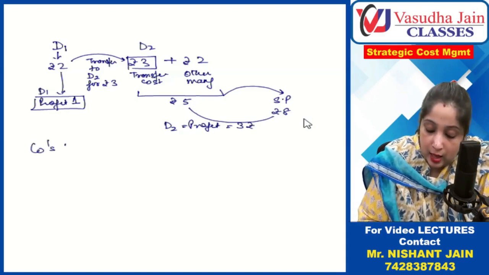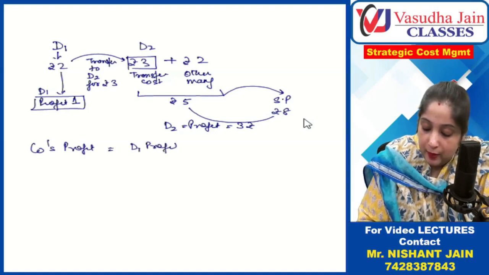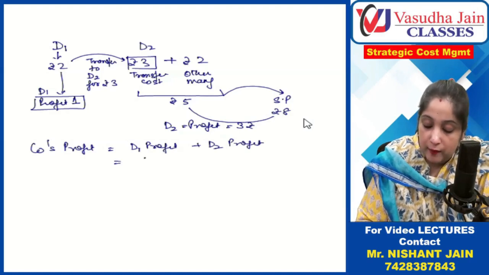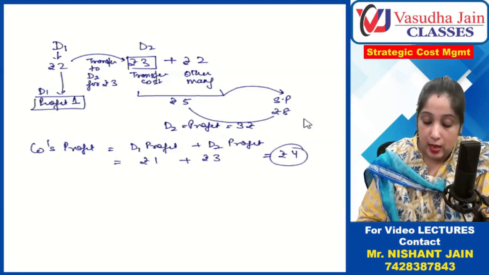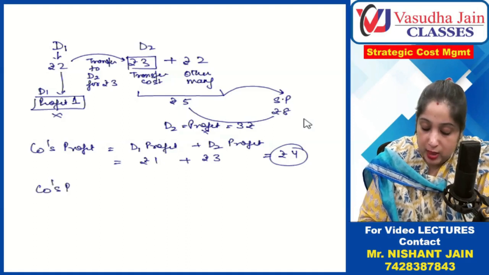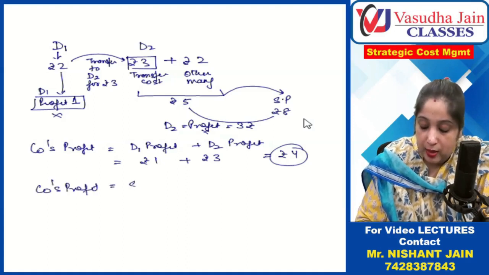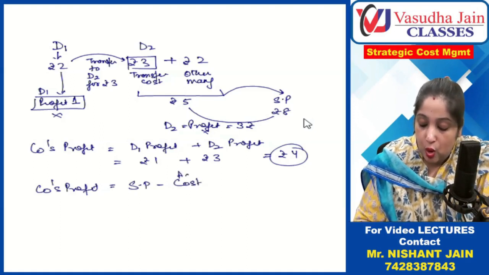And I am saying company's profit is department 1's profit plus department 2's profit. Department 1's profit is rupees 1 and department 2's profit is rupees 3. So basically I am saying company's profit is 4 rupees. Now forget about department's profit. Let us find out company's profit in simple language: selling price minus actual cost incurred.